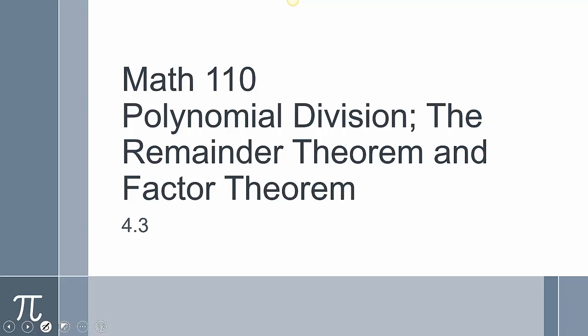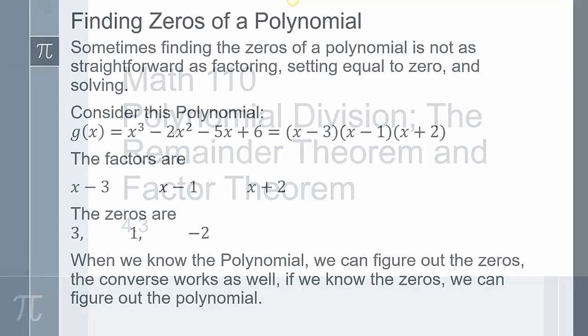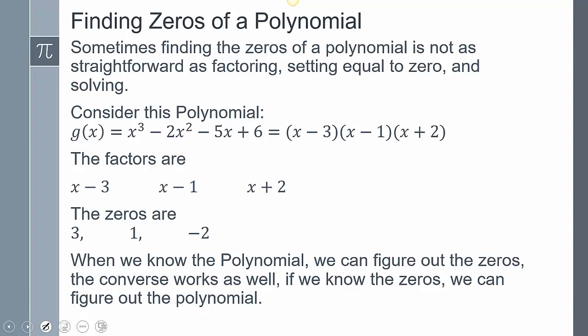Math 110, Polynomial Division, the Remainder Theorem, and Factor Theorem, Section 4.3. Now, finding the zeros of a polynomial isn't exactly going to be straightforward at times, and so factoring, we're going to have to employ other forms of tools that are going to be able to help us find the zeros or the factors of a polynomial.